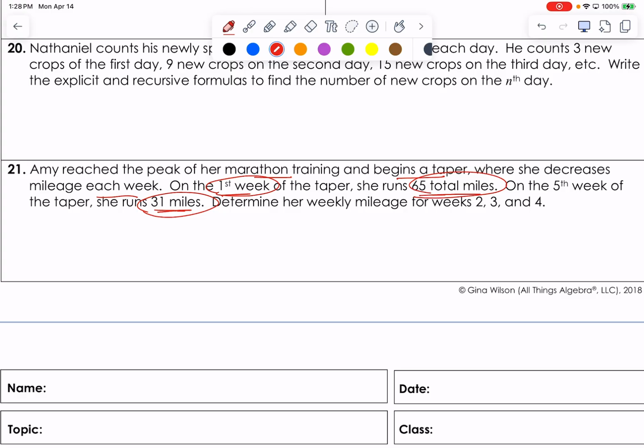It's pretty low for a marathon, I guess, because most marathoners run about 100 to 200 miles a week. Elite. Okay, not average. All right.